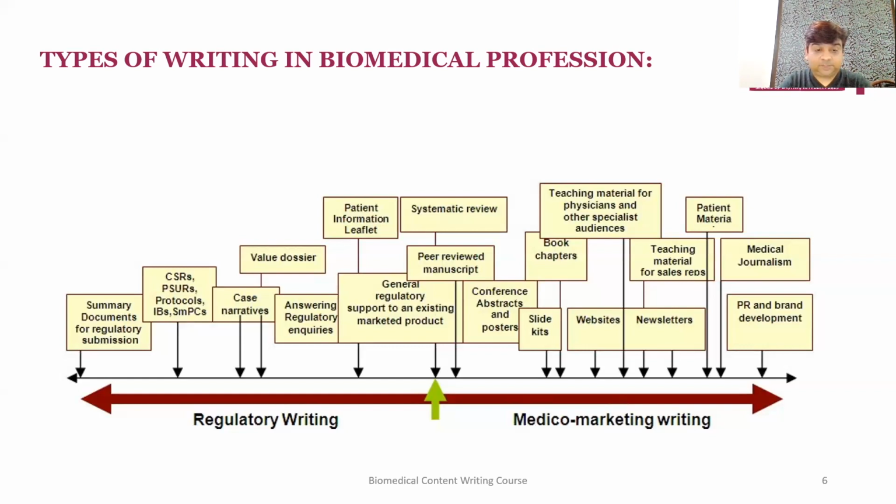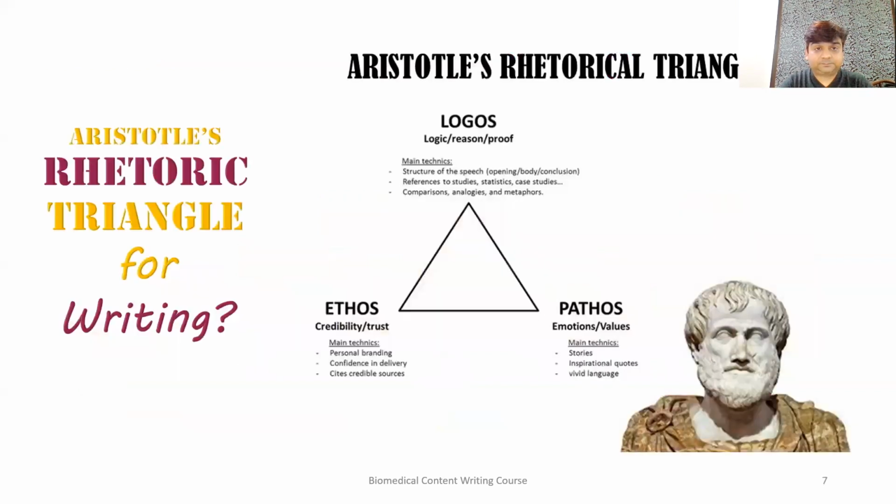Next comes Aristotle's rhetorical triangle. We all know that Aristotle was one of the famous writers who wrote so much literature related to medical science and health sciences, and he also discussed various other philosophies. So this is one of the models known as Aristotle's rhetorical triangle for writing. It is very applicable when we write for the health sciences, medical sciences or life sciences. This model becomes very relevant.